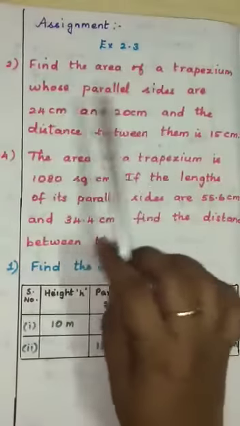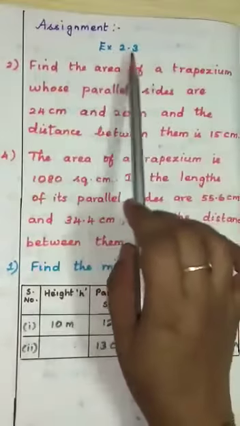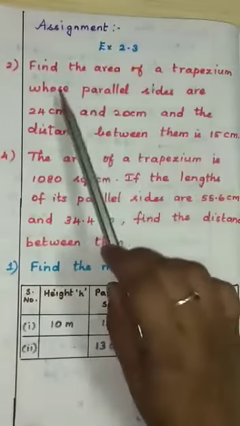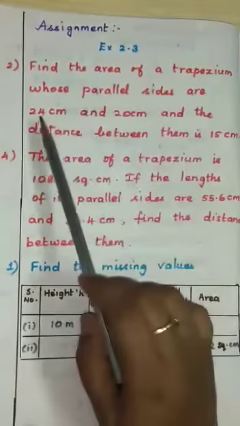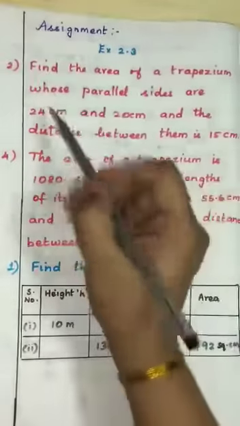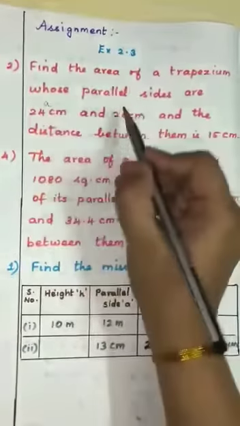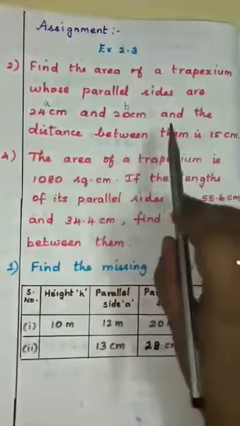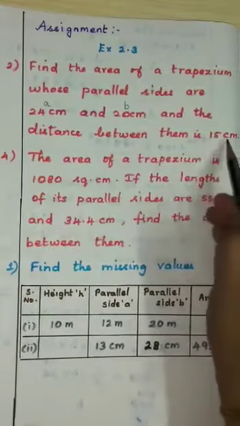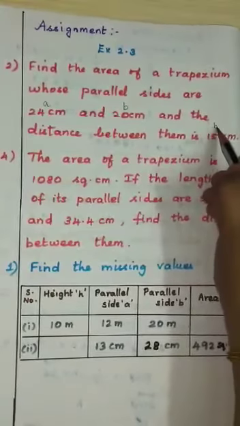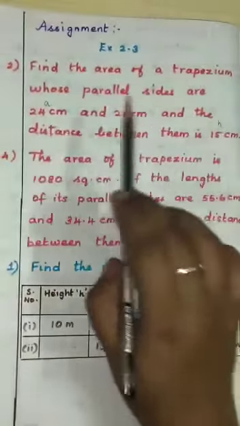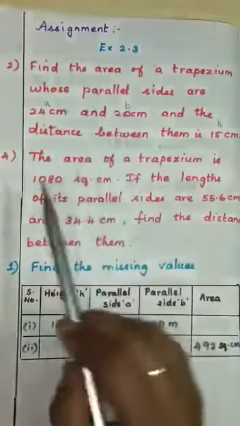A few problems I have given you as homework. In exercise 2.3, second problem, find the area of trapezium whose parallel sides are 24 centimeter and 20 centimeter. So the values of a and b are given, and the distance between them is 15 centimeter. So what is this? This is the value of h. So substitute these values in the formula and find the area.